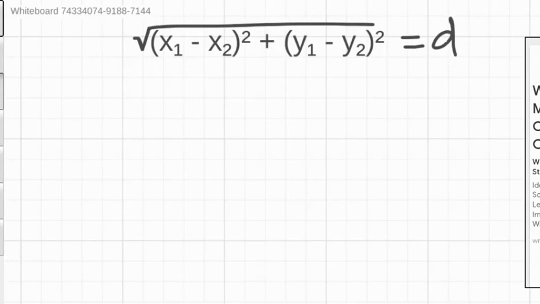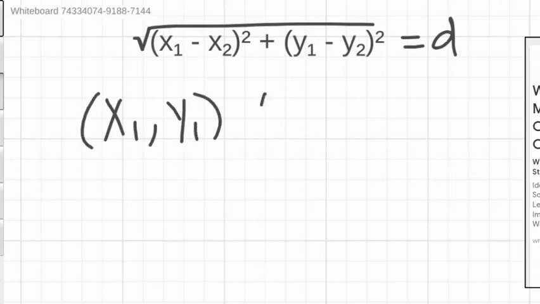Alright, so the formula for distance is the square root of x1 minus x2 squared plus y1 minus y2 squared. So, what does x1 and x2 and y1 and y2 even mean? Well, x1 and y1 go together, and x2 and y2 go together. And these are your coordinates that they will give you.